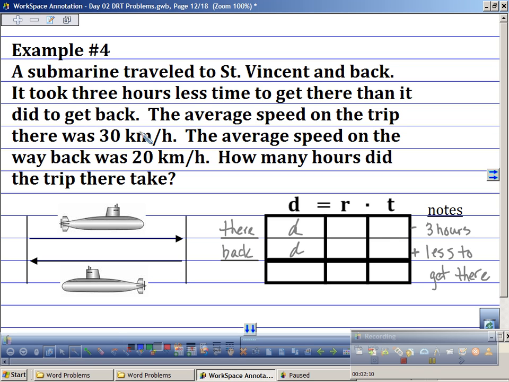The average speed on the trip there was 30 kilometers per hour. The average speed on the way back was 20. How many hours did the trip there take? Where am I going to put my variable? There or back? It says how many hours did the trip there take? So if the trip there took T and going back was more hours, what would I put here?